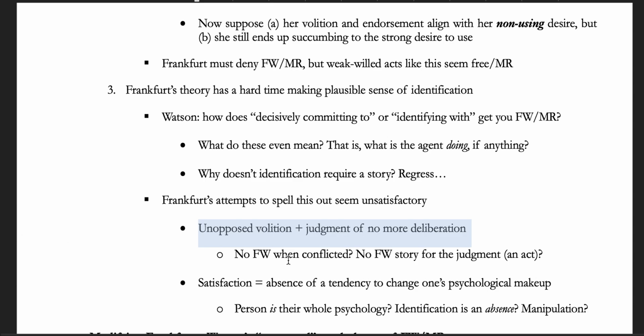Well, it seems like we can't have free will whenever we're conflicted. And I don't know why that would be the case. But it doesn't give us a story about the judgment. If we need some judgment that deliberation over our action is no longer necessary, can we ask whether that judgment was free? Where did that judgment come from? Is that judgment endorsed? So we can just raise these same questions again.